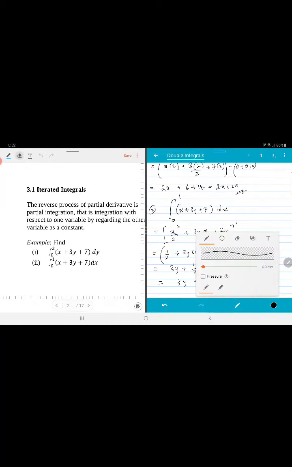That's ugly. Hang on, let me change that. That should be a 5. Alright, so that is partial integration. Okay, that is partial integration.